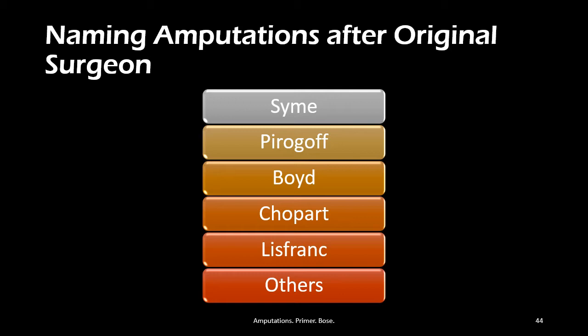Similarly, Pirogoff was a celebrated Russian surgeon of the Crimean War and a contemporary of Syme's. He devised the Pirogoff amputation in 1852, which was very similar to Syme's. The only practical difference between the operations was that Pirogoff retained a piece of the calcaneum in the heel flap, while Syme dissected it out.